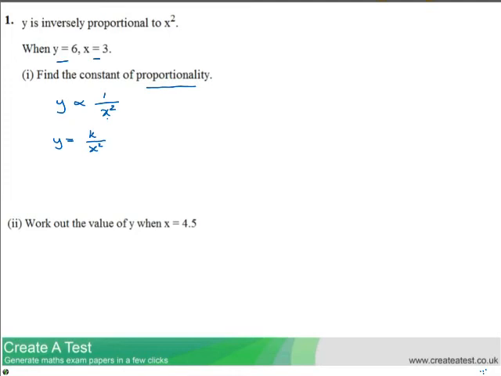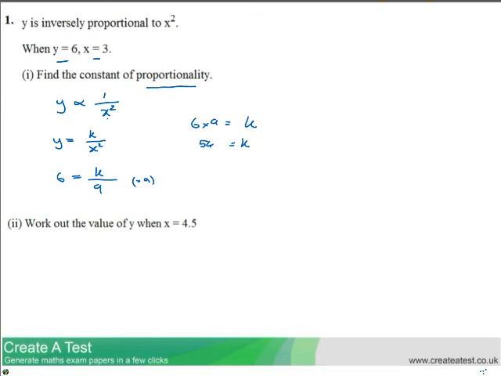So if y is 6 and x is 3, well, x squared is going to be 9. So what we've got now is we times both sides by 9 to get the 9 on the other side, and it's going to be 6 times 9 equals, and the 9 is cancelled on the right, so we've got k equals 54. Okay, so we've solved what k is.